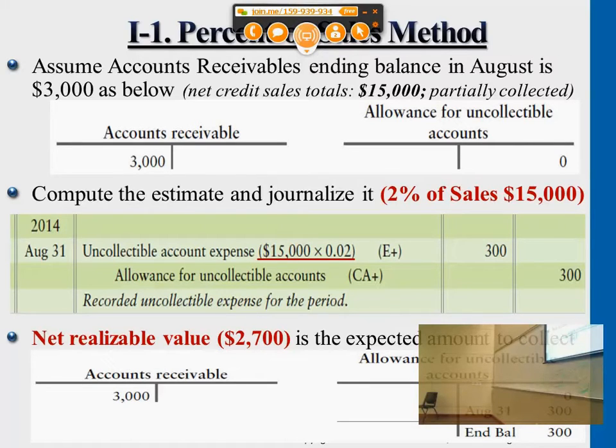Okay, by journalizing this entry, we'll be debiting uncollectible account expense. We think of this as an expense of doing business by allowing customers to make the payment later. This is an expense that we journalize up front, just on an expectation of uncollectibles. And at the same time, we'll be crediting the allowance account. Again, this is a contra asset account, so it has a normal balance on the credit side.